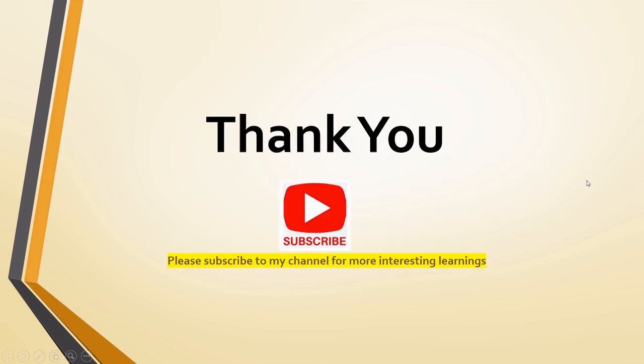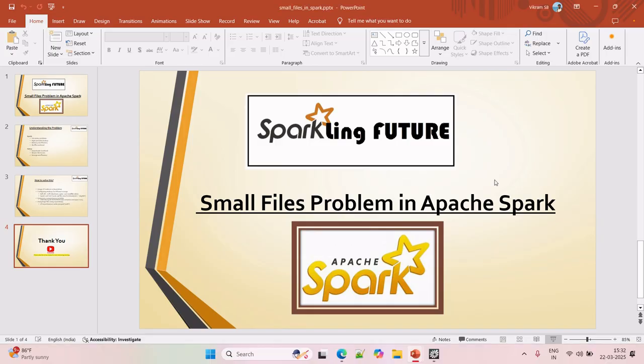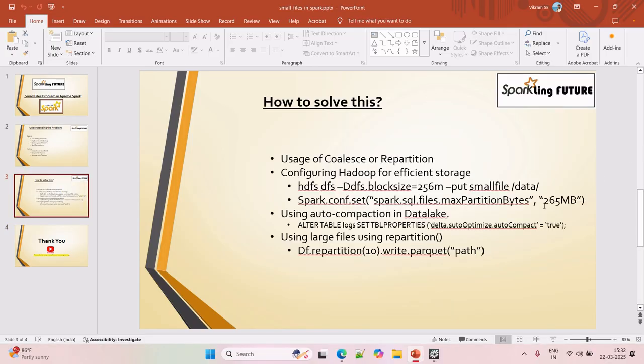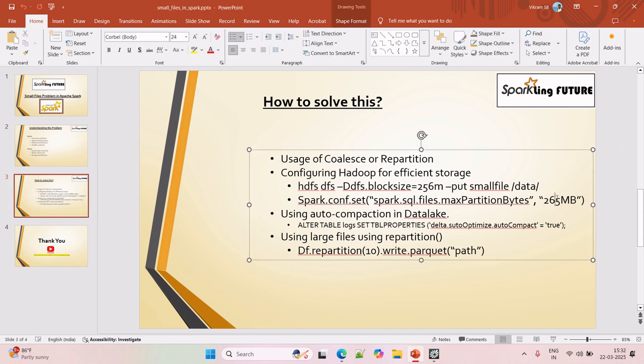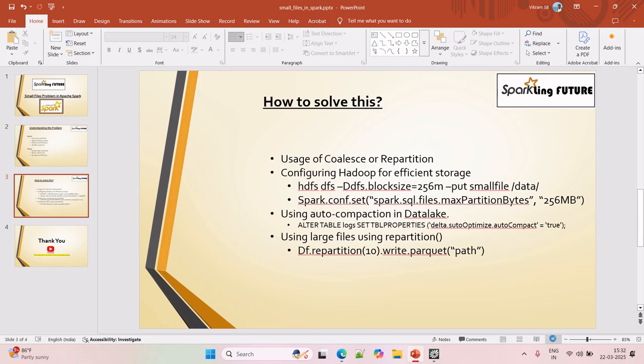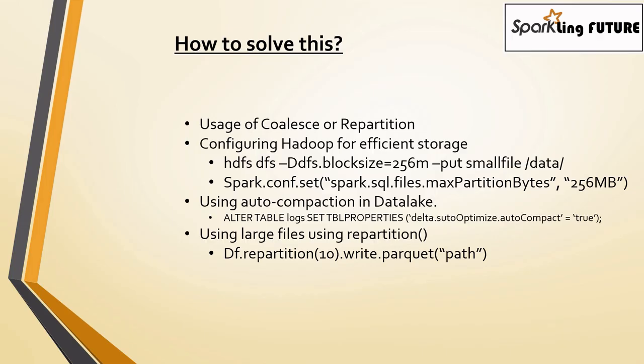Okay, this is not 265. One second. Okay, 256 MB. So these two things: the first one you can set up in Hadoop, and the second one you can set up in Spark, and then you can try it out.